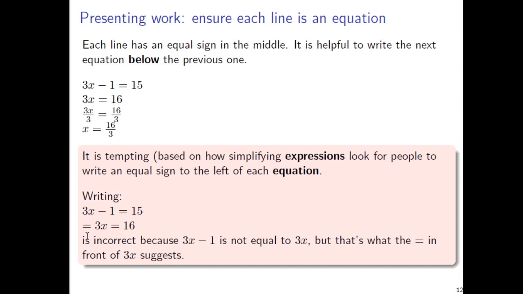Please don't use an equal sign to mean the next step is. Certainly for expressions, that equal sign feels like the next step is. But that's just a coincidence. Equals should mean equals. And 3x minus 1 is just not equal to 3x. So the equal sign in equations really just belongs in the middle of each line of your equation work. So each line below, you write a new equation based off the previous equation. Right? So an equation turns into an equation.